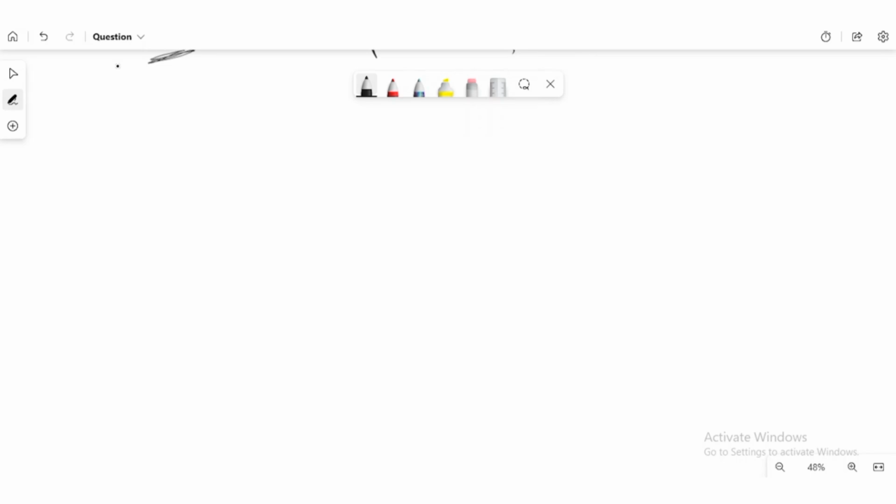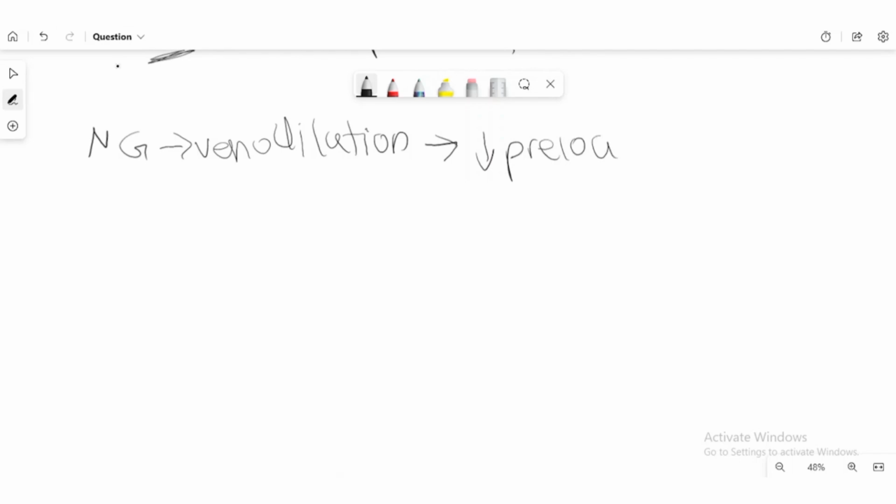So the first option is nitroglycerin. What's going to happen if we administer nitroglycerin to this patient? There's going to be venodilation. If you remember, nitroglycerin causes venodilation. If there's venodilation, the veins are dilated. Remember, the veins are what fill into the heart. So that's going to decrease the preload, therefore decreasing the stretch. It's going to decrease the stretch because there's less blood filling up the heart, and therefore that will increase the murmur. So that can't be the right option.